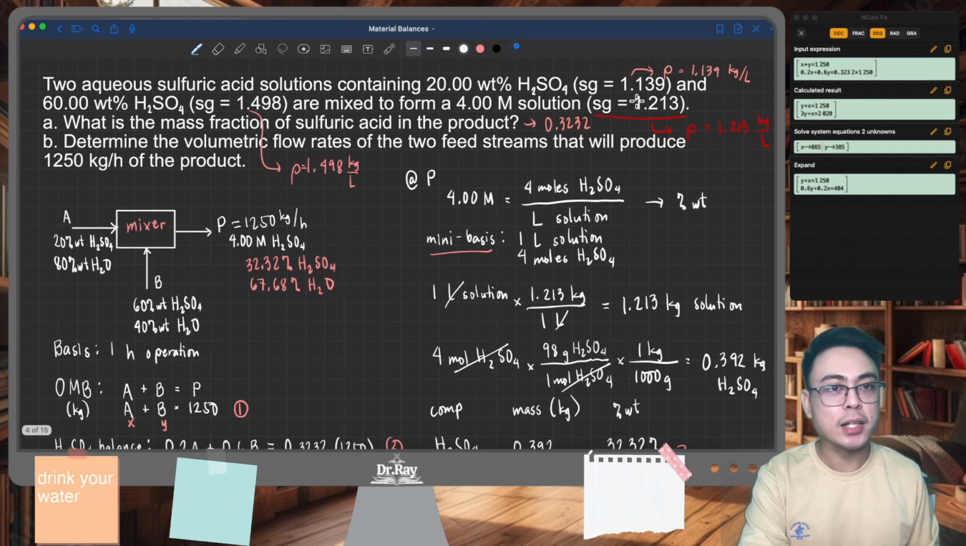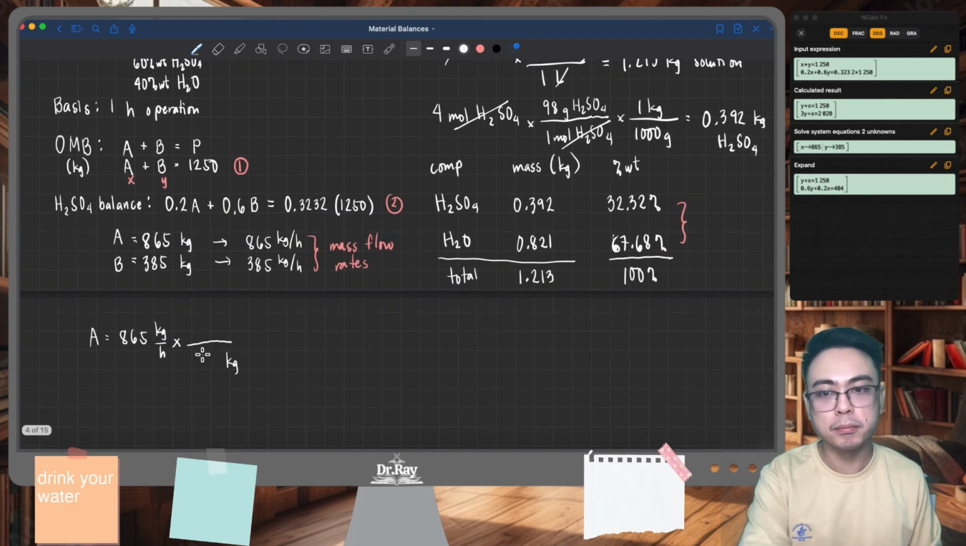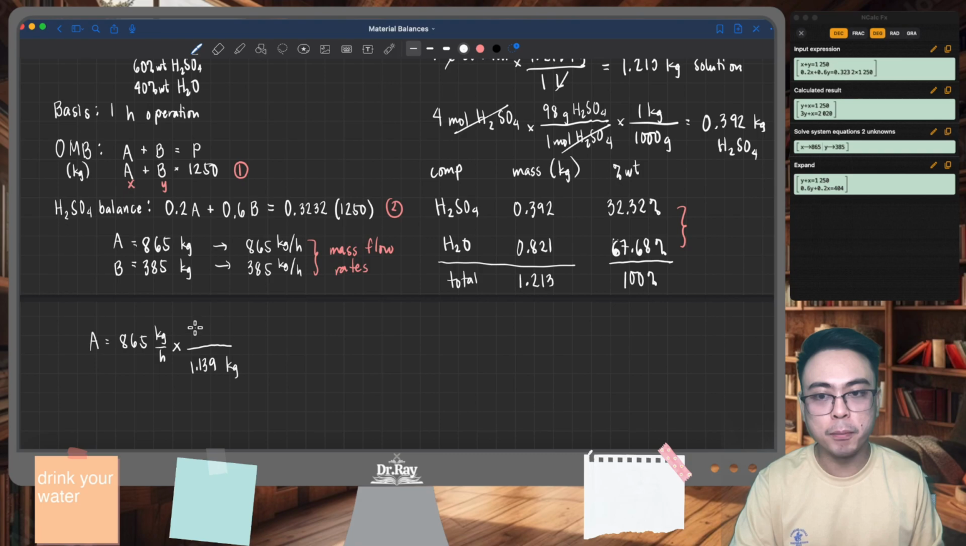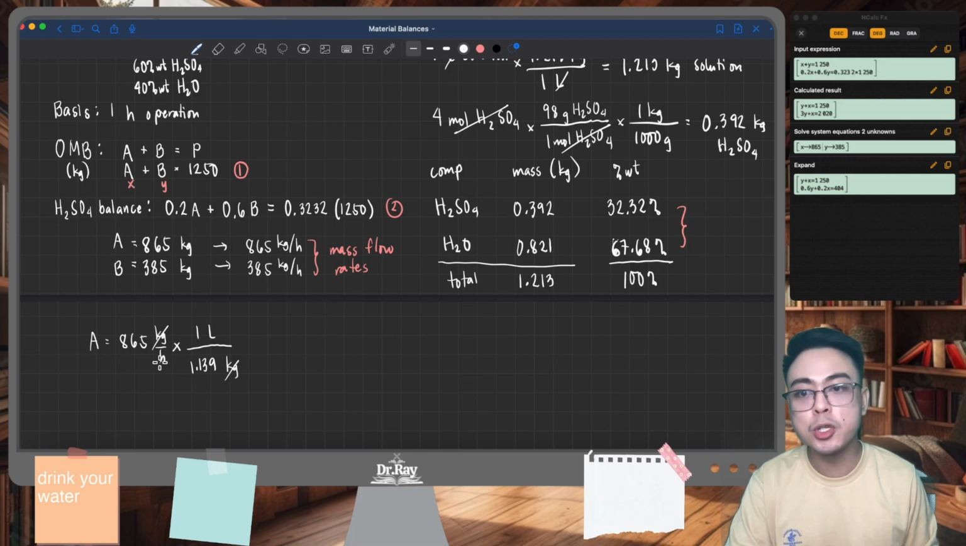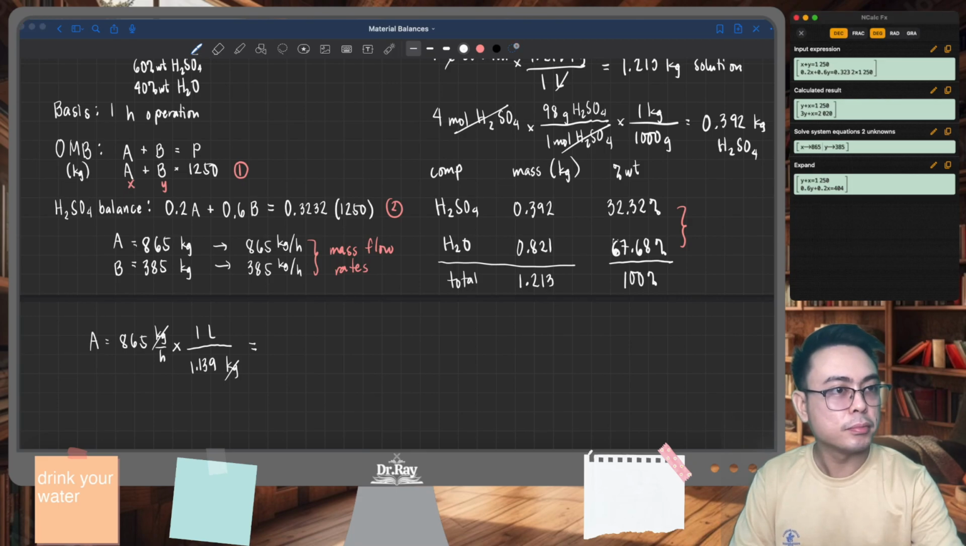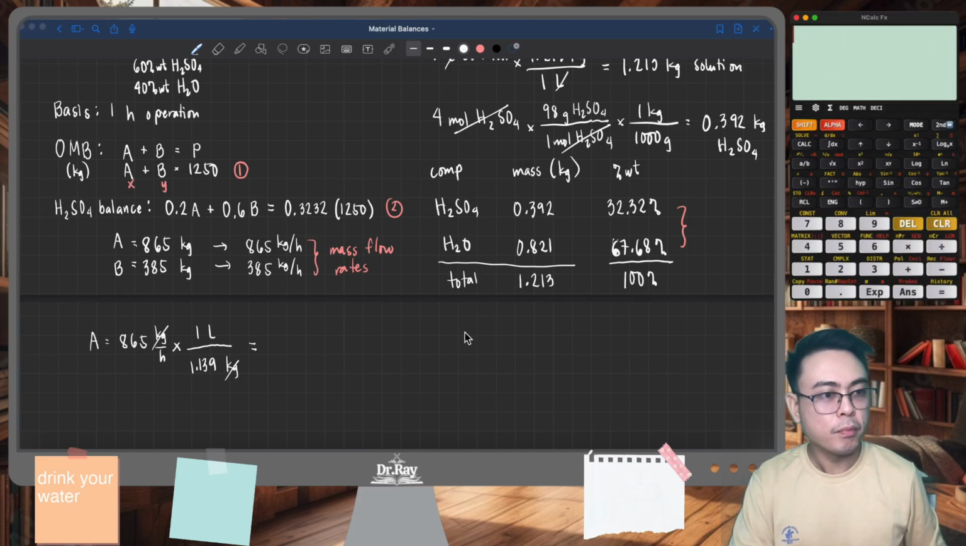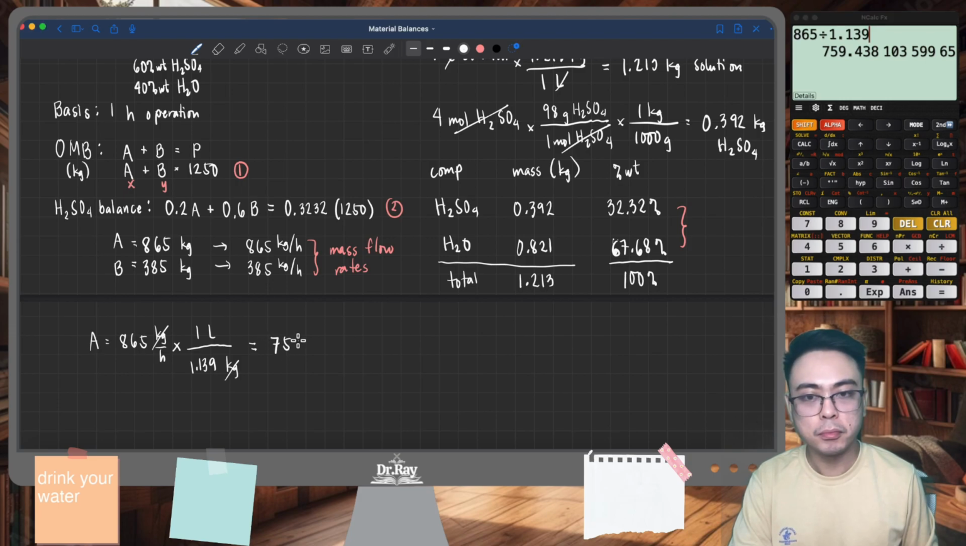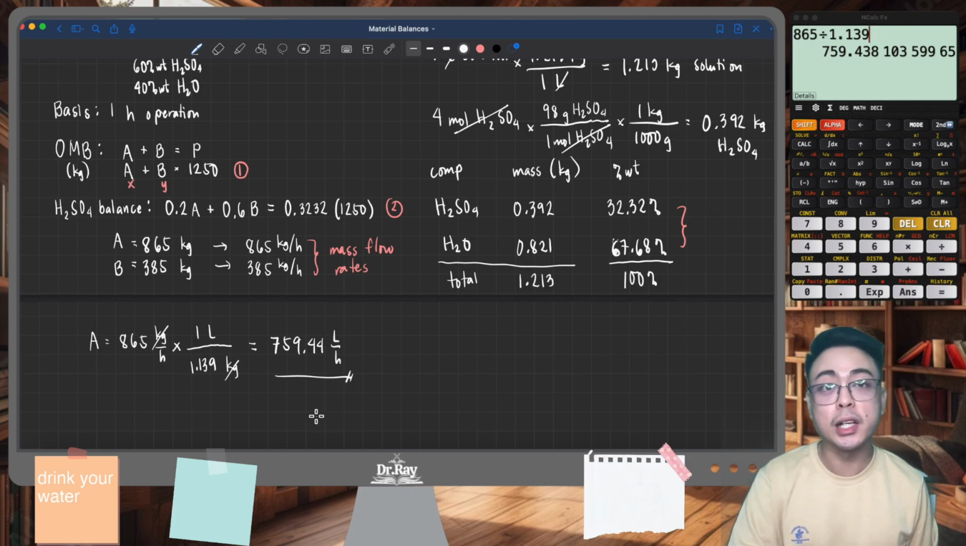So stream A has a density of 1.139 kilograms per liter. And kilograms will have to be cancelled. Take a look at the remaining unit. It's liters per hour. That's a volumetric flow rate. Calculating. That is 865 divided by 1.139. That is 759.44 liters per hour. That's a volumetric flow rate.